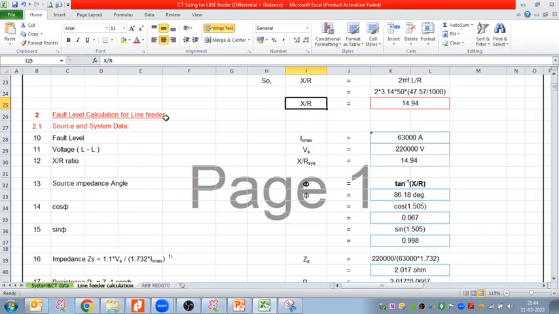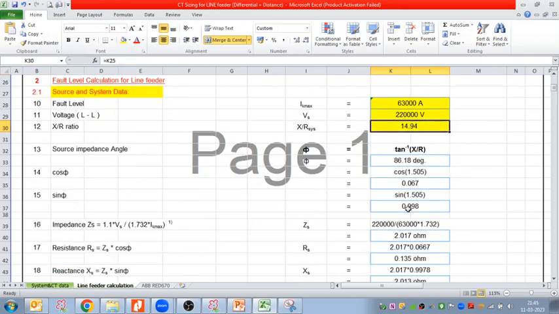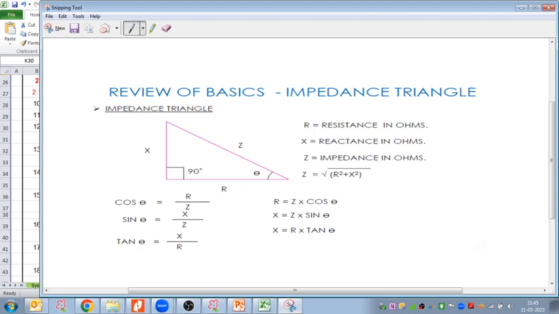Fault level calculations for a line feeder. Source and system data we are now calculating. Fault level of the source is 63 kiloampere, voltage 220, so convert into the same unit, ampere and voltage, and source X by R is 14. Now this is all your impedance triangle formula.